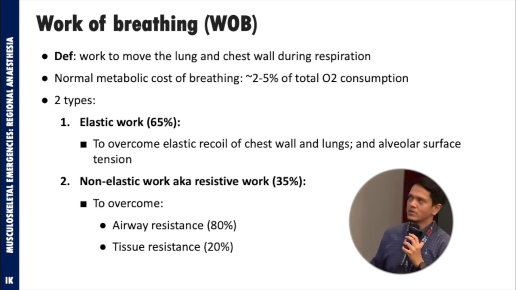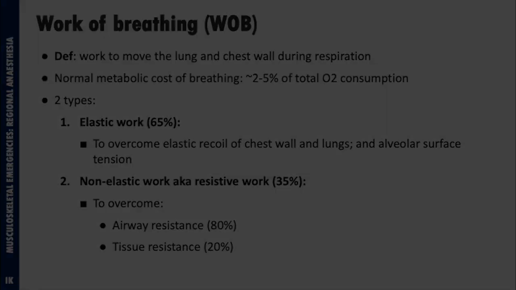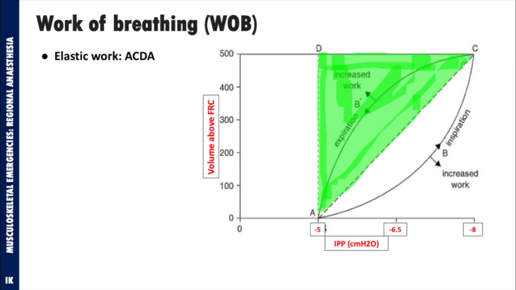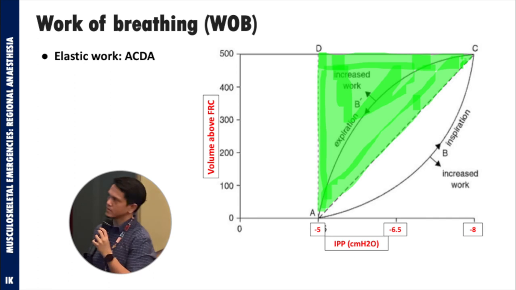So during static breathing, you only need to overcome elastic work. But during dynamic breathing, it's both, because air is going in and out, so you need to overcome airway resistance. From that, you have this work of breathing curve. So let's just process it slowly. On the x-axis is the intrapleural pressure. So during inspiration, the pressure goes more negative, right? So the lungs expand. Y-axis is the volume above the FRC.